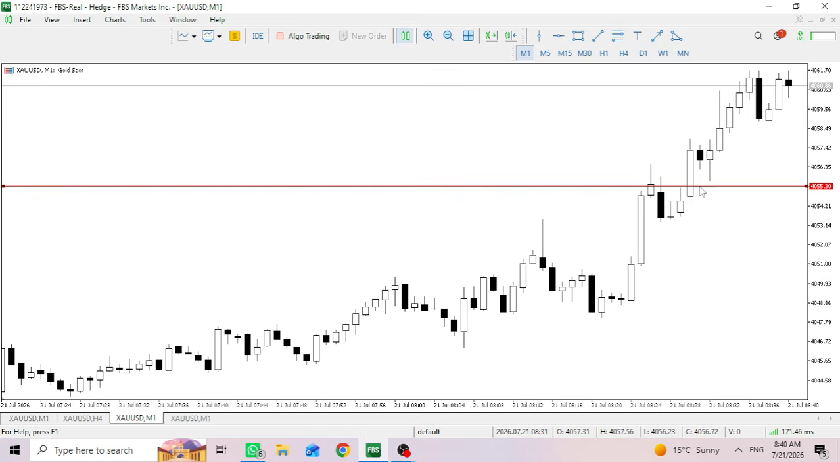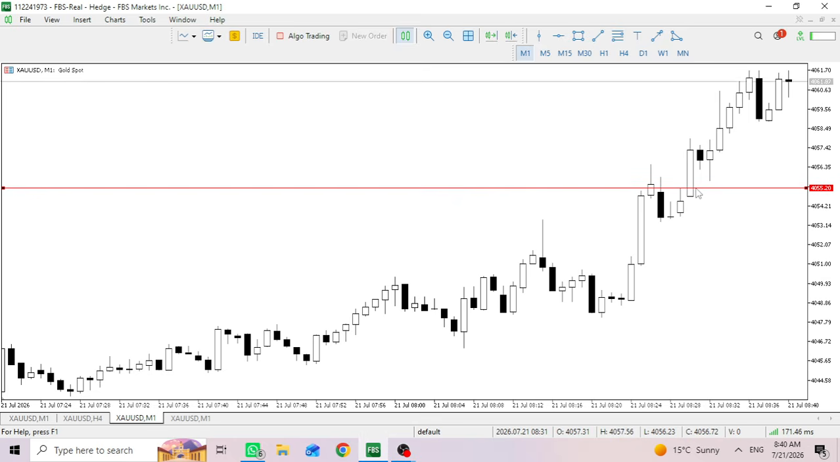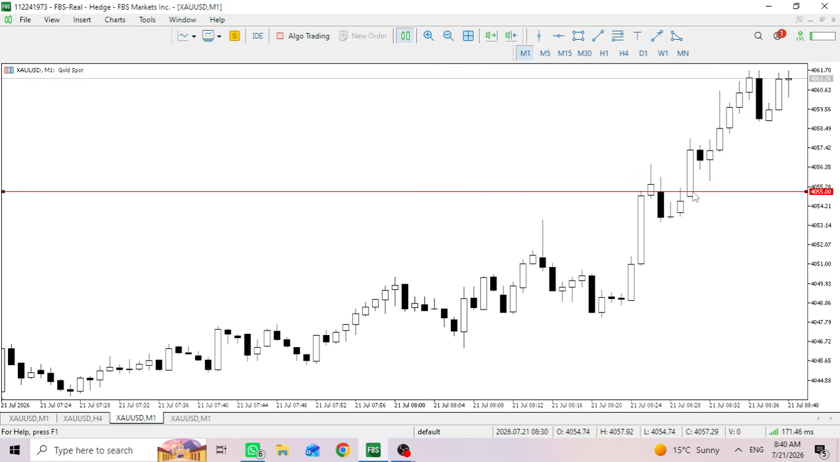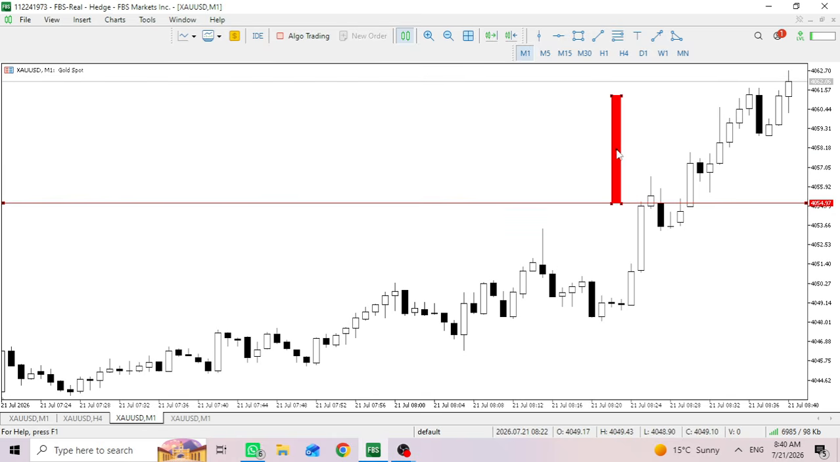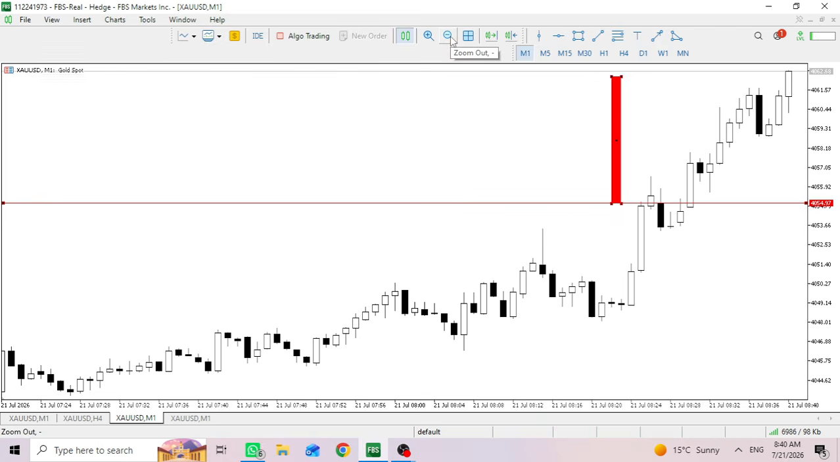The market just goes lavishly without even thinking. 4054.9. But I'm sure we are buying. Today we are buying. We are buying like hell. Just buy gold and chill. As long as we break, respect gold.